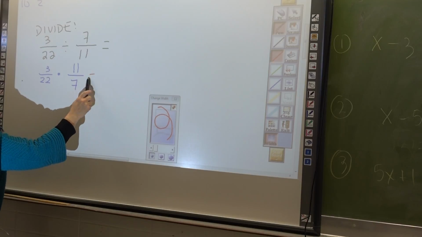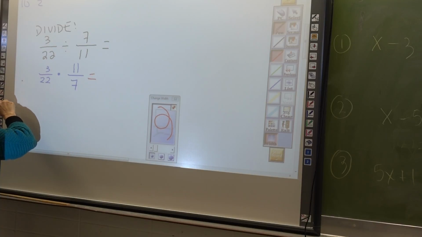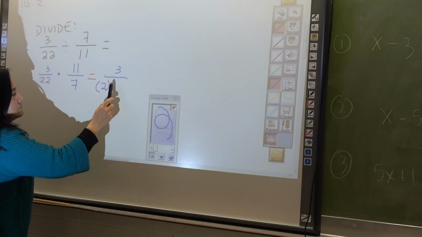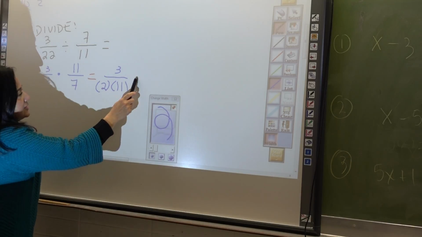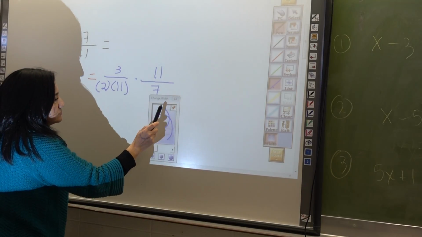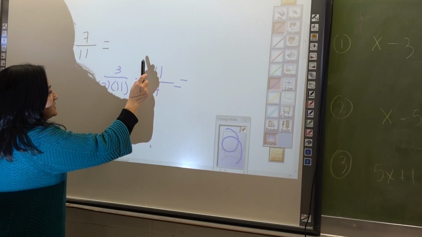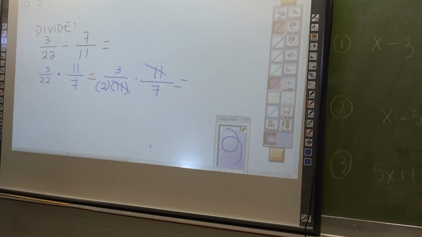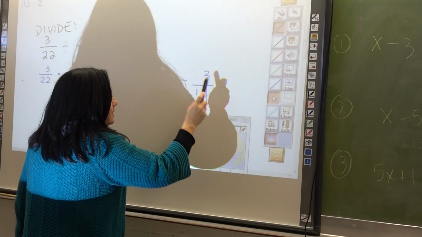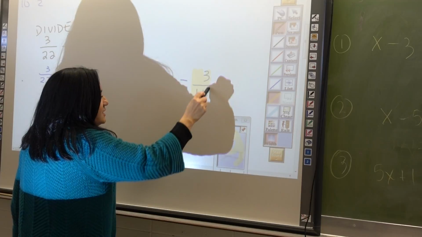3 is not factorable, so we leave it there. The 3 stays there. 22 is 2 times 11, times 11 over 7. Then cross out the 11. We don't say when that's going to be 0 because it's just numbers. And then it's 3 over 14. The answer is 3/14ths. And simple as that. That's it.